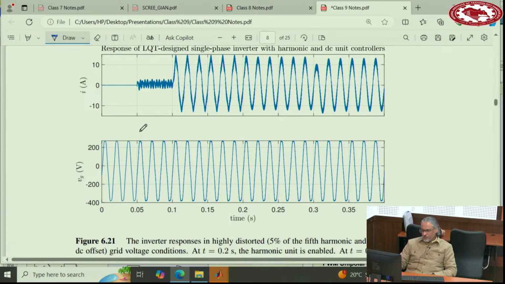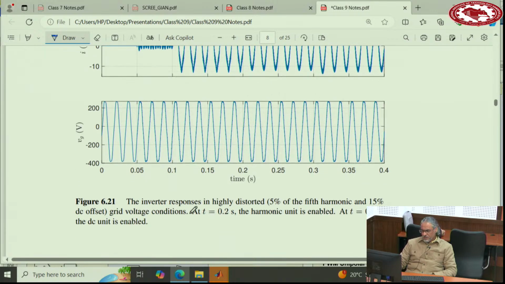Now, in this simulation, which I will run on the computer as well, the situation is that the inverter response is highly distorted, which is 5% of the fifth harmonic and 15% DC. Because DC, you cannot see it, for that reason, I really increased it so we can visibly see what's happening. At T equals 0.2, the harmonic unit is enabled. At T equals 0.3, the DC unit is enabled.